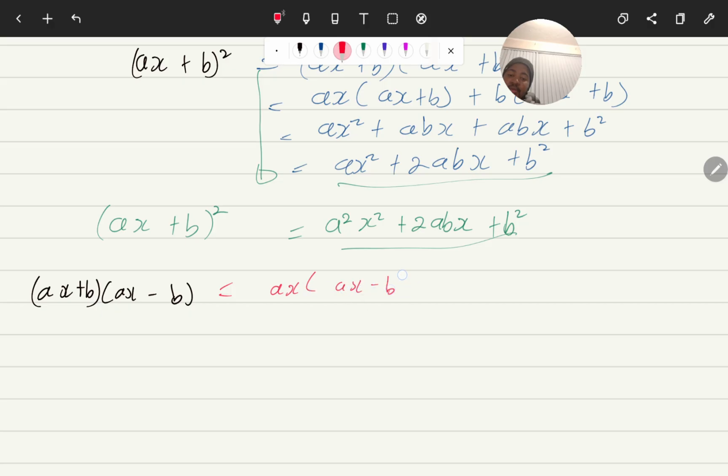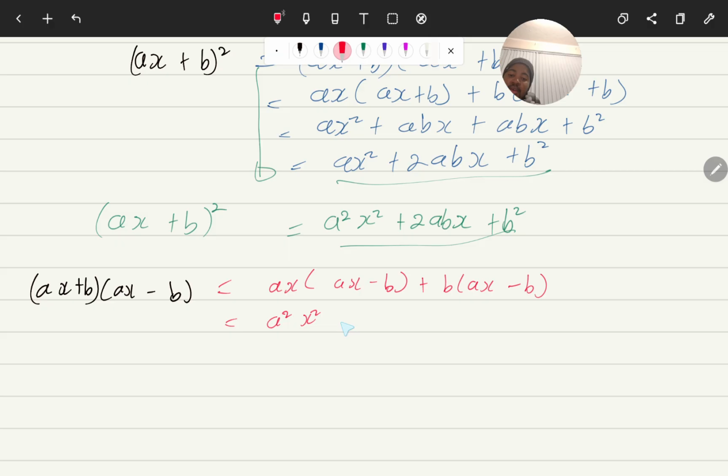Ax minus b plus b into ax minus b. All right, so now you have a squared x squared, you have minus abx plus abx minus b squared, right?